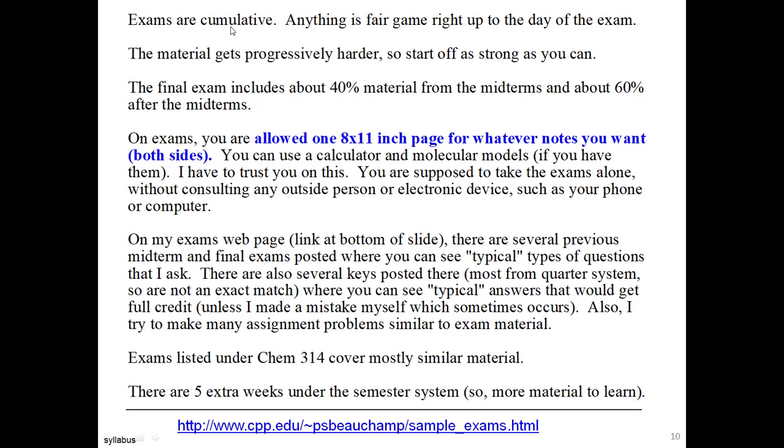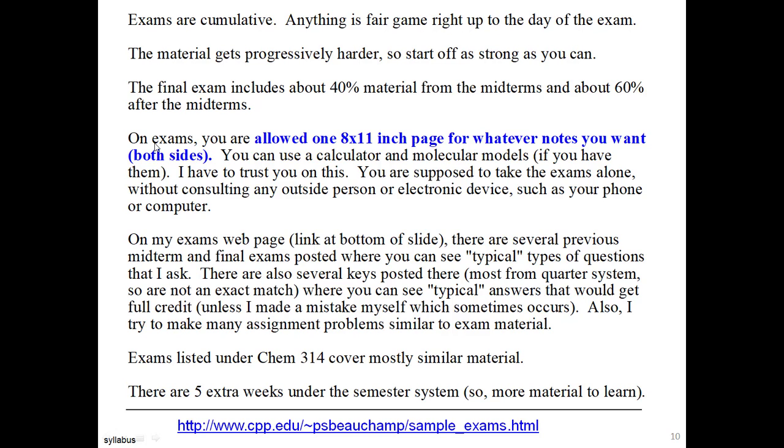Just a point here, exams are cumulative. Anything that I've covered up to the day of the exam is fair game. Material gets progressively harder. Start off strong if you can. The final exam covers about 40% of the previous material from the midterm and about 60% after the midterm. Okay, so the previous material can help you twice. It'll help you on the midterm, and it will also help you on the final.